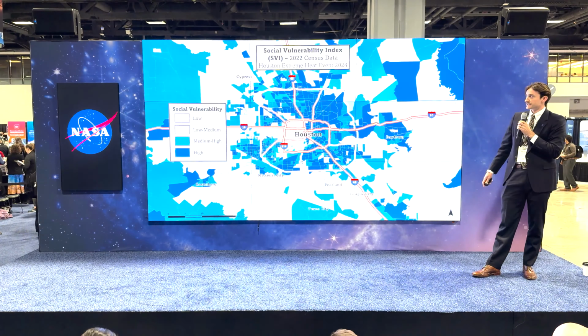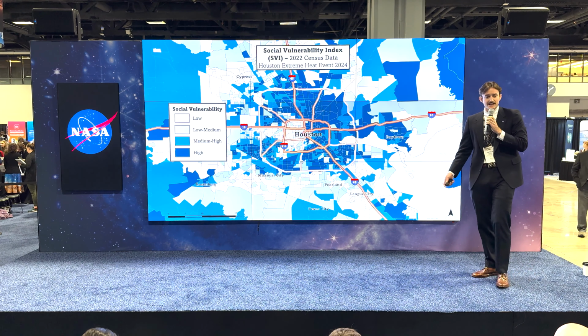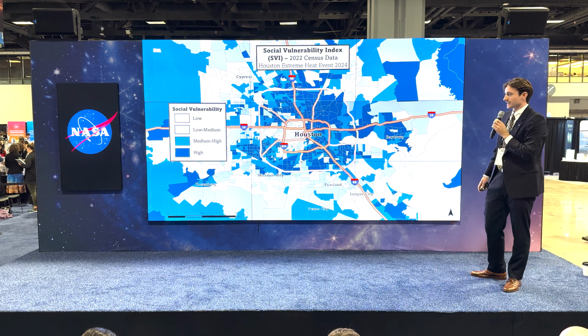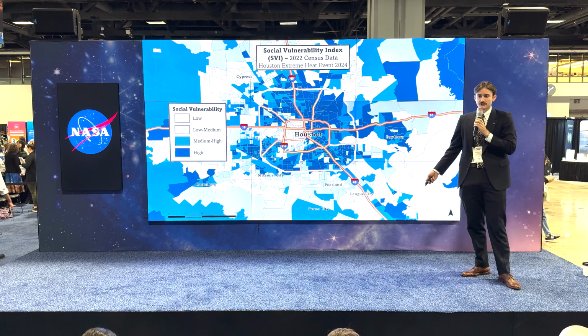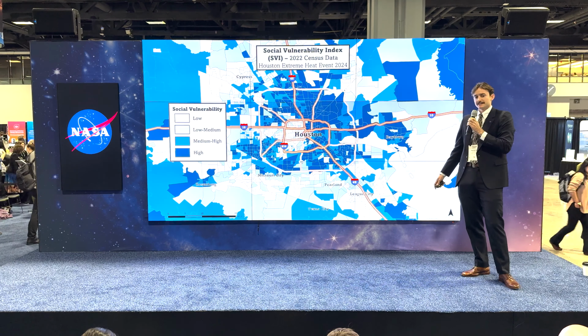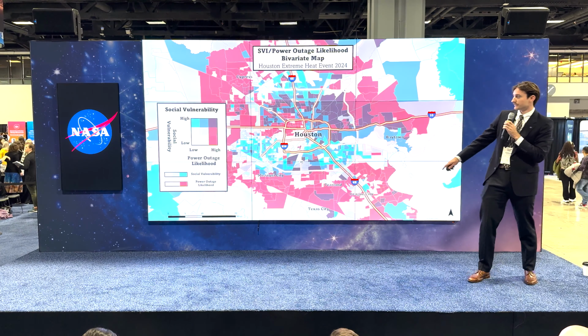So now this is a social vulnerability index. This is data from the CDC, and it shows census tracts and shows the potential for higher environmental and social risks in those areas. Then we can merge those into a bivariate map. So now we have both in the same place.